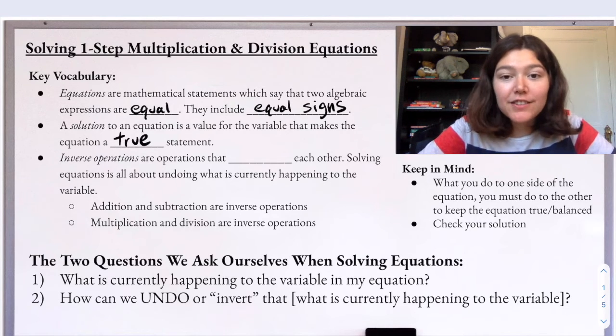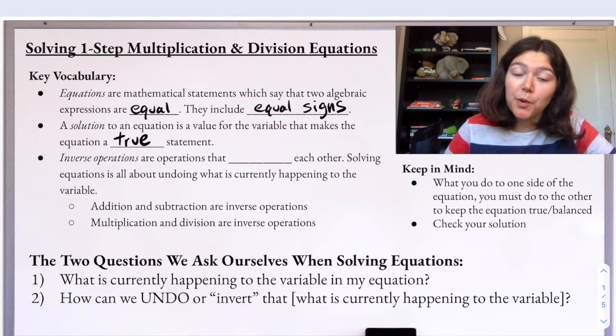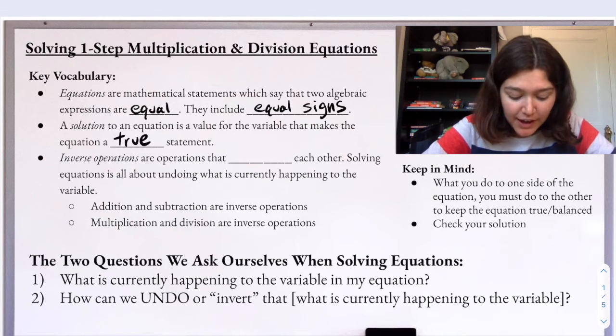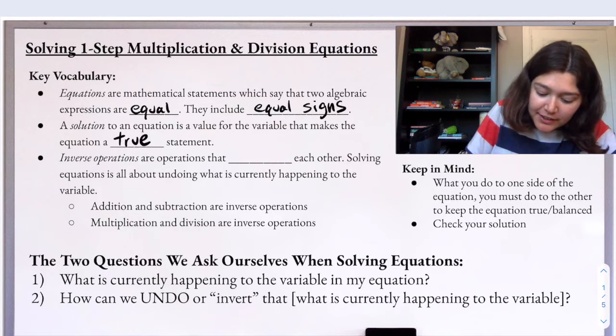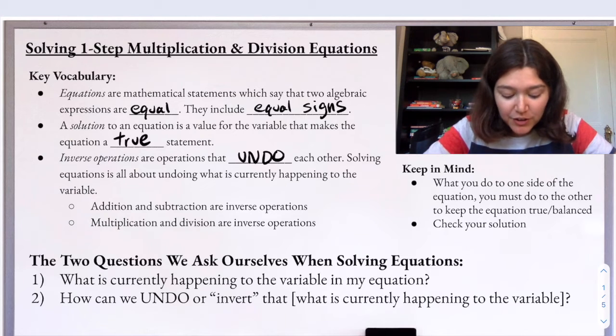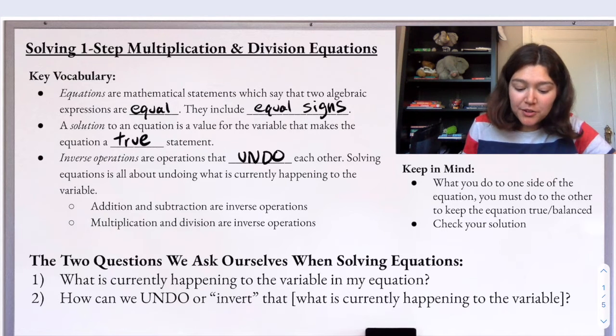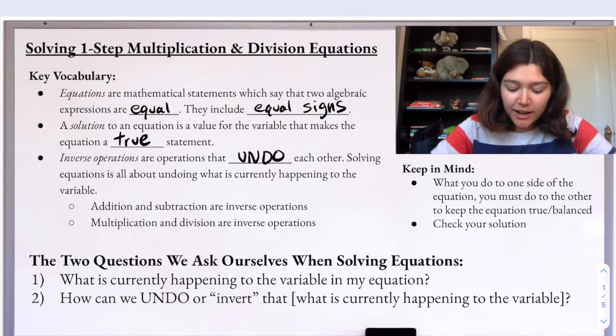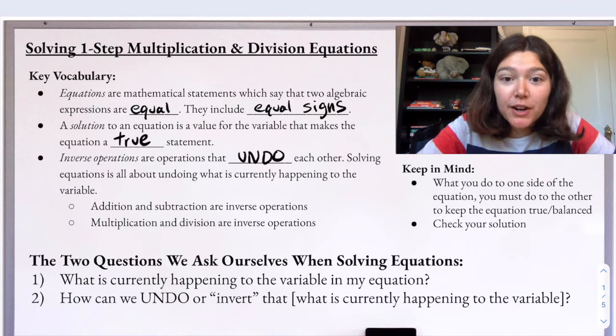And lastly, we have inverse operations, which are super important to the idea of solving equations. Inverse operations are operations that undo each other. Okay, that's a word I'm going to be using a ton in this video and for the rest of the year. You will hear me say it all the time. Solving equations is all about undoing or inverting what's currently happening to the variable.